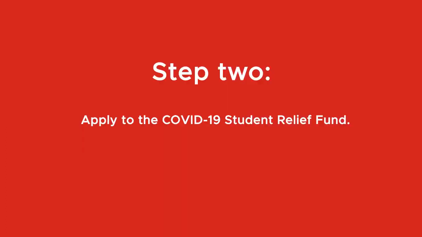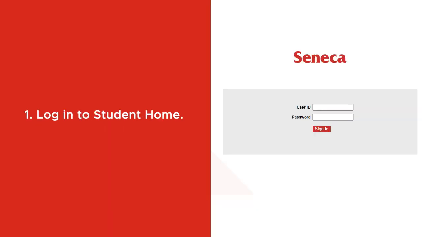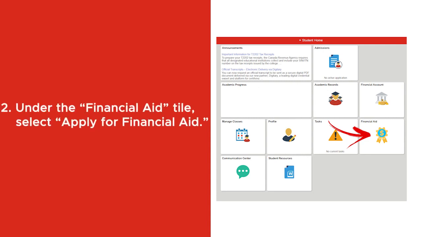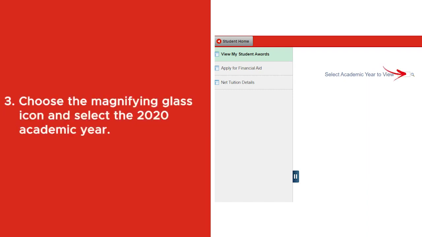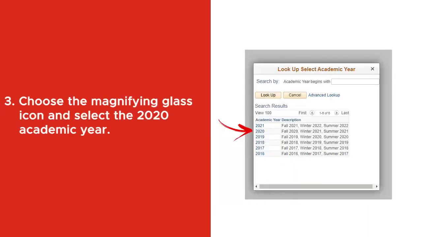Step 2. Apply to the COVID-19 Student Relief Fund. Log into Student Home. Under the Financial Aid tile, select Apply for Financial Aid. Choose the magnifying glass icon and select the 2020 academic year.